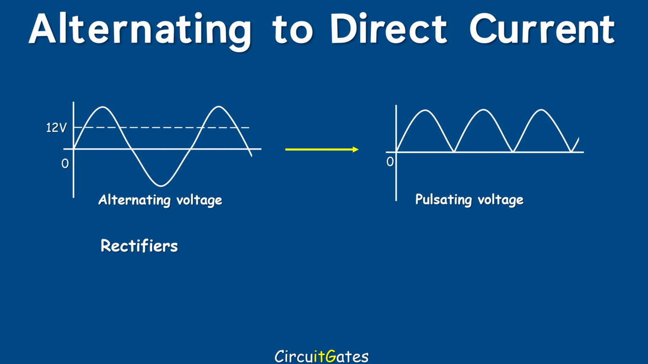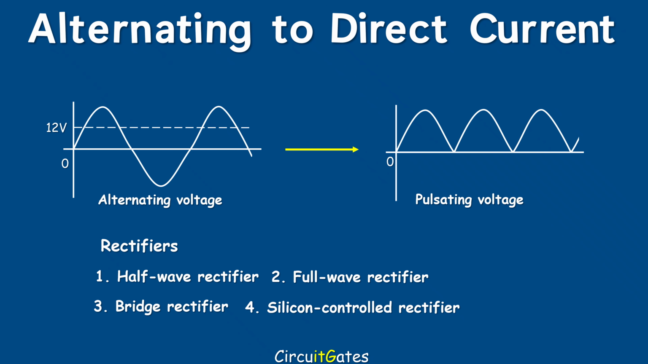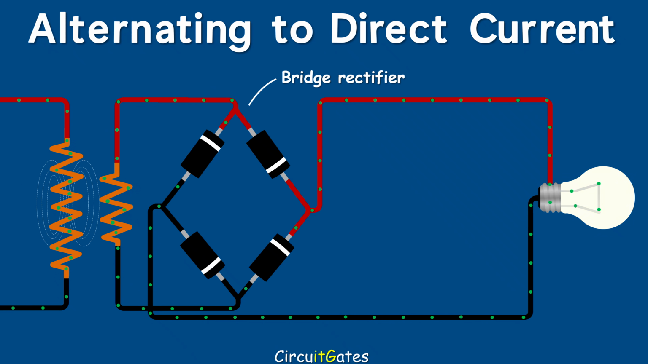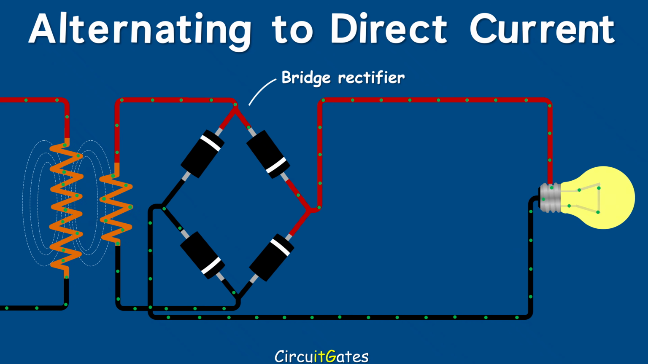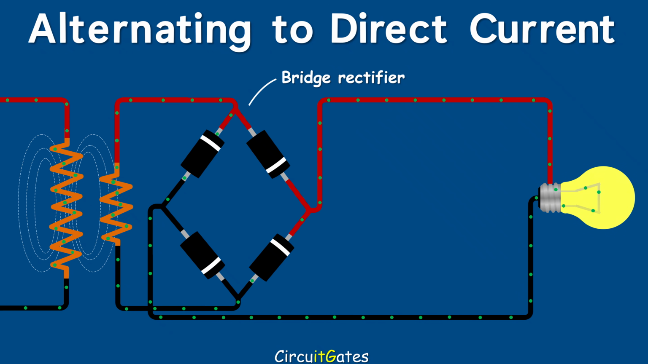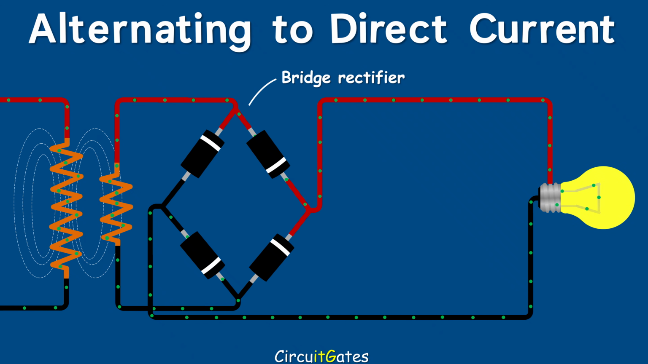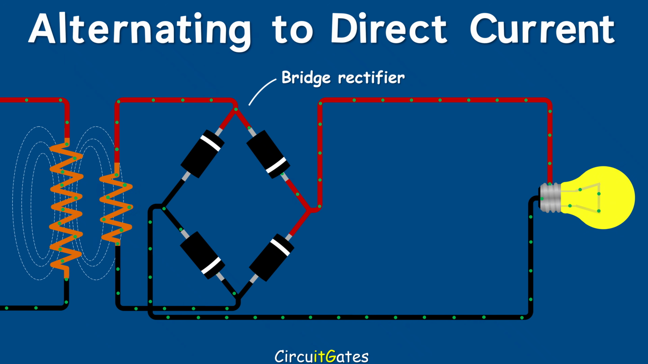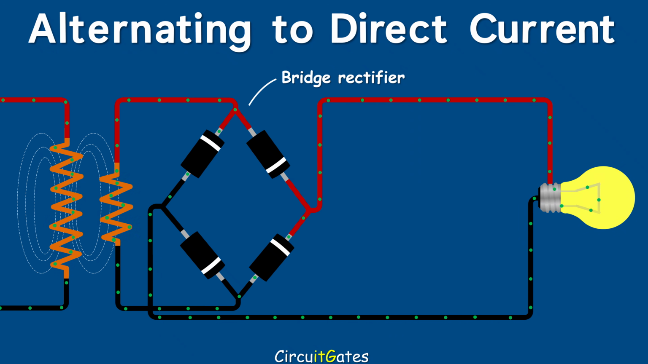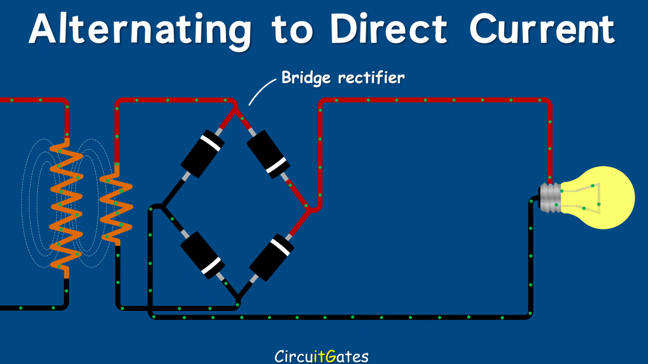There are several rectifiers used, including half-wave, full-wave, bridge, and silicon-controlled rectifiers. A bridge rectifier has four diodes that are connected in a way that when AC flows in the first direction, two diodes are forward biased, and when AC changes direction, the other two diodes are forward biased. When diodes are forward biased, they allow current through them and the load. This process of rectifying eliminates the change in direction to DC pulsating voltage.